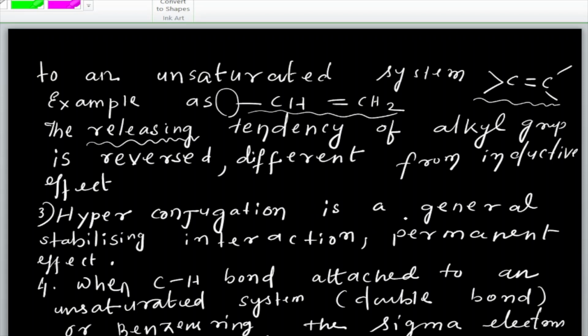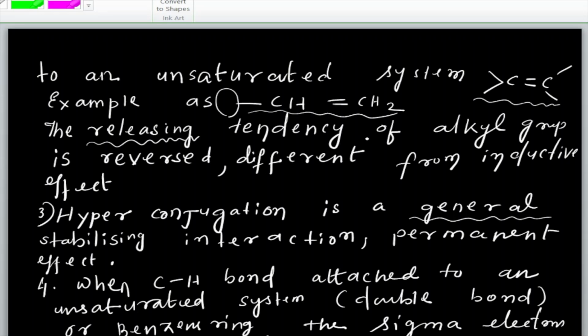Hyperconjugation is a general stabilizing interaction. That means due to hyperconjugation, stabilization occurs. It is a permanent effect, because hyperconjugation gives the idea, the value of the stabilization, and that's why it is very important and a very permanent effect. It occurs when a C-H bond is attached to an unsaturated system, a double bond. See here, this is C-H, attached to a double bond, or to a benzene ring.